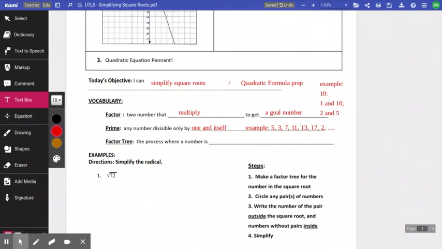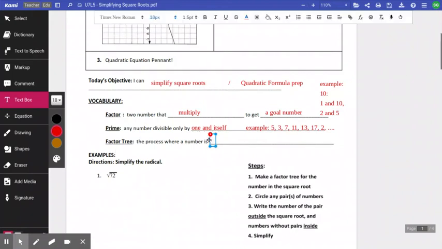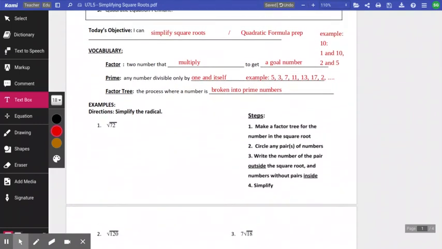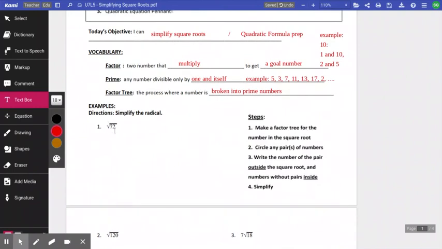The last thing you're going to be hearing me saying today is this idea of making a factor tree. Factor trees are a method you can use to help you simplify square roots. What a factor tree is, it looks like a tree, but it's the process where a number is broken into prime numbers. That definition is going to make a little more sense when we start looking at some of our examples. We are going to start off by simplifying the square root of 72.